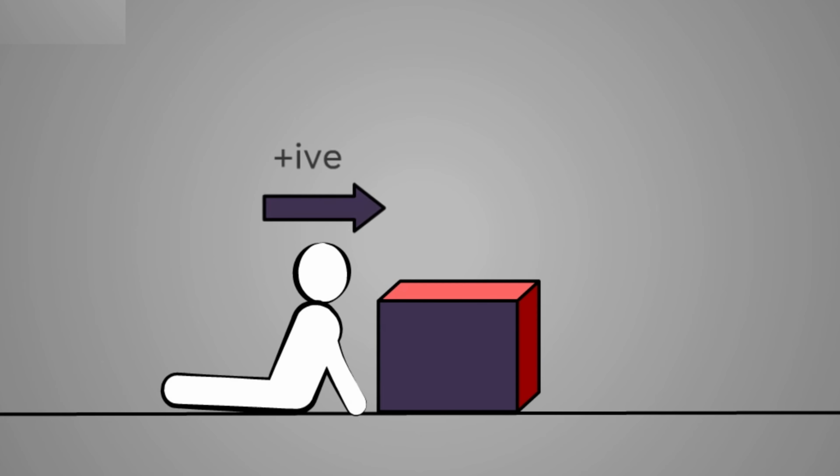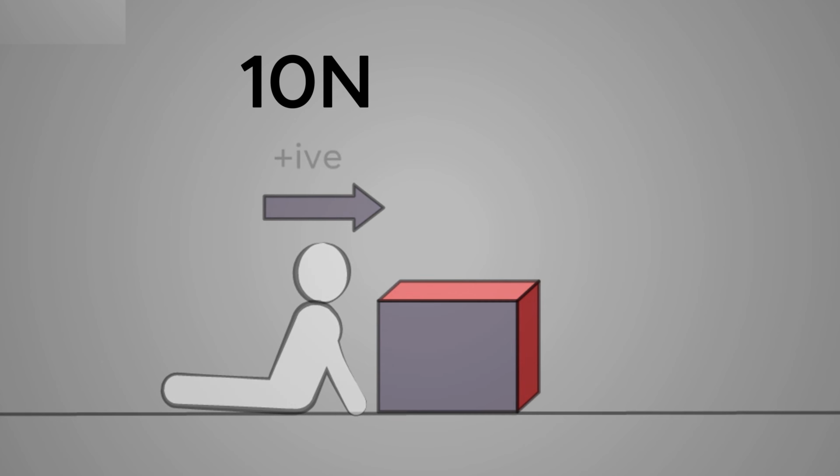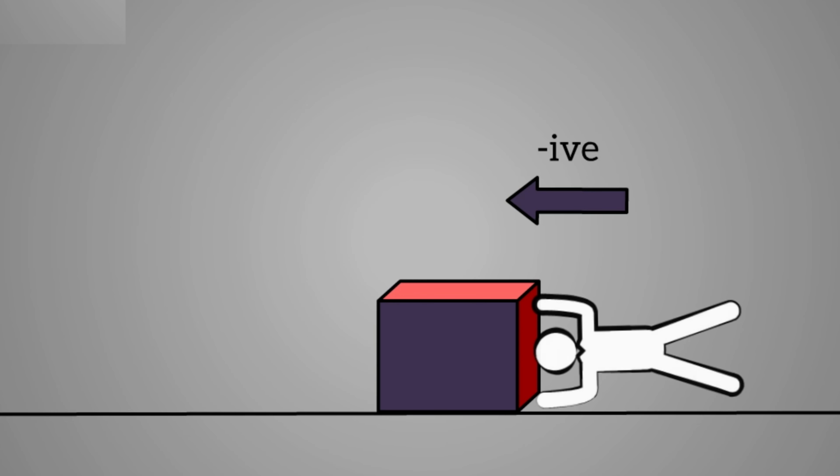Take forces, for example. Imagine you're pushing a box to the right with a force of plus 10 newtons. But what if you change your mind and decide to pull the box to the left? Now, your force becomes minus 10 newtons. It's not negative in a bad way. It simply tells us the direction is flipped. You're applying force in the opposite direction. It's still a force. It's just working in the opposite direction.